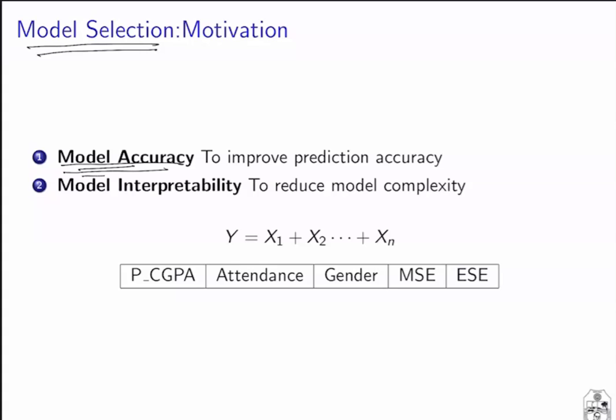So the first objective of the model selection process is to improve the accuracy of the model. The accuracy means to improve the prediction accuracy.